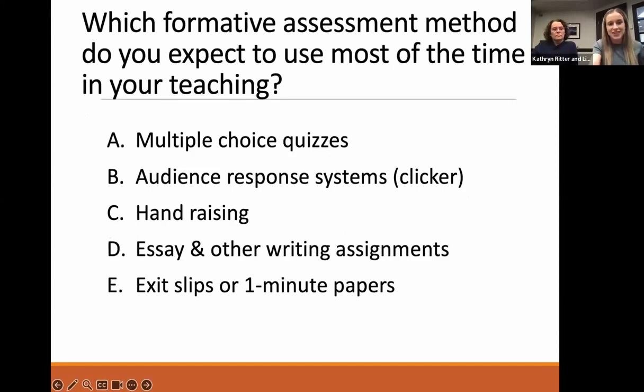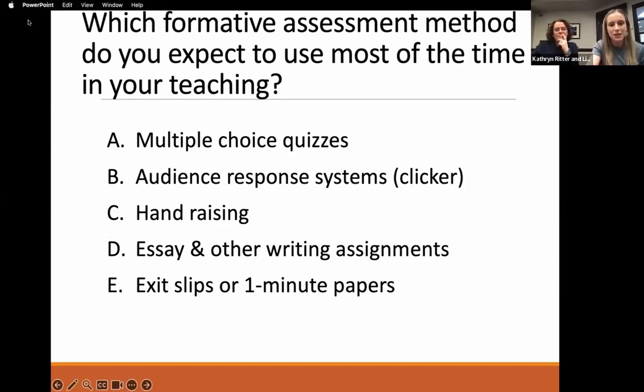So now, just opening it up to you all, if you want to enter your answer choices into the chat, based on what we talked about for formative assessment tools that you can use in didactic or small group settings, which of these do you think you'll plan to use the most when you're thinking about your own teaching environment?